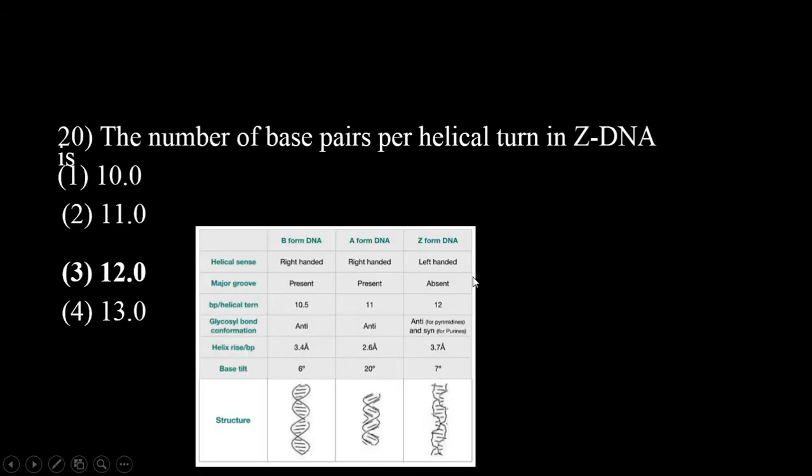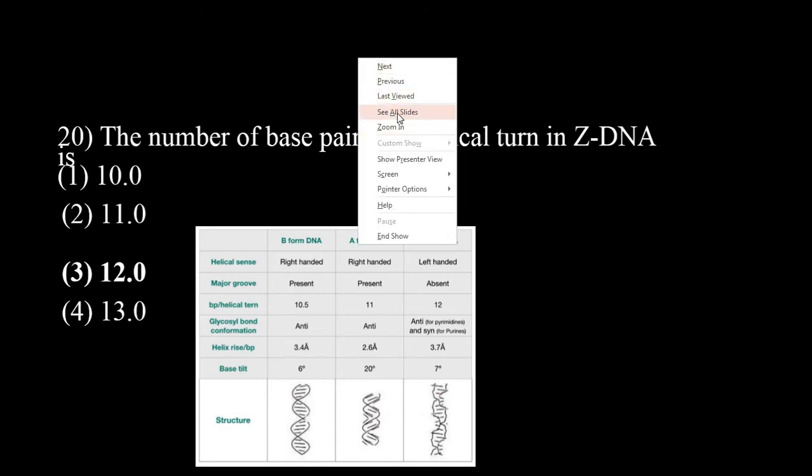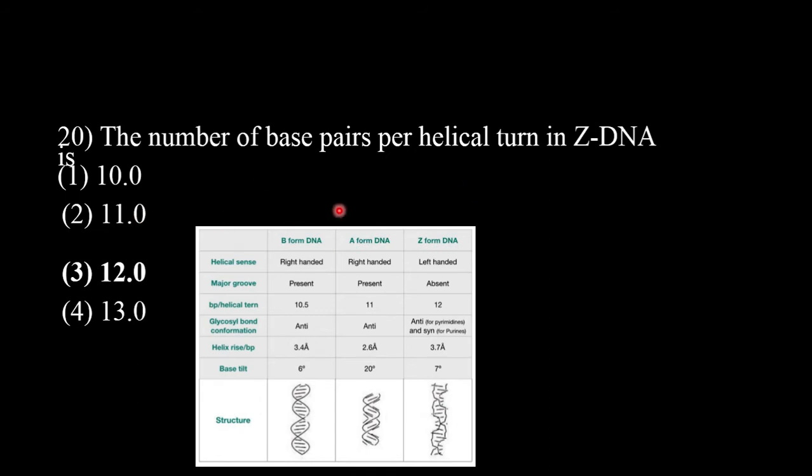See question number 20. The number of base pairs per helical turn in Z DNA. Here DNA is mainly divided into three types, that are Z DNA, A DNA and B DNA. These three DNA molecules have a different number of base pairs for each turn.